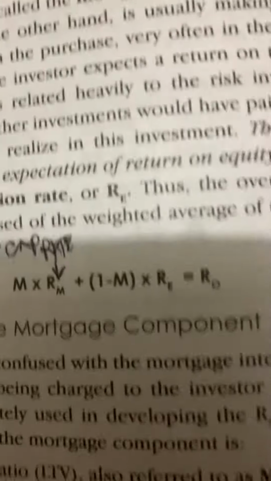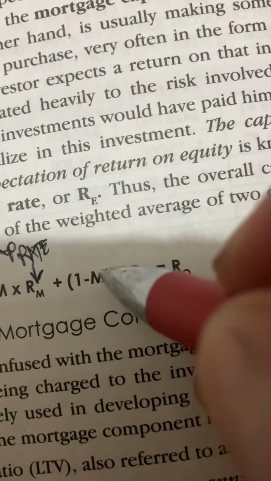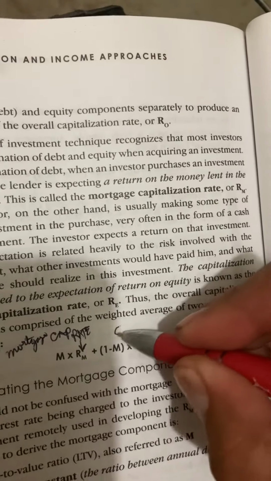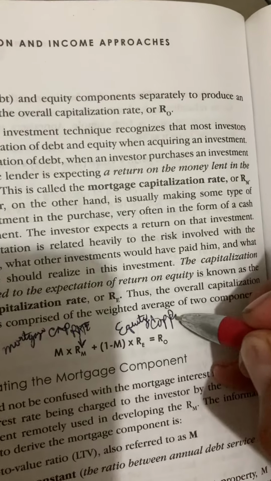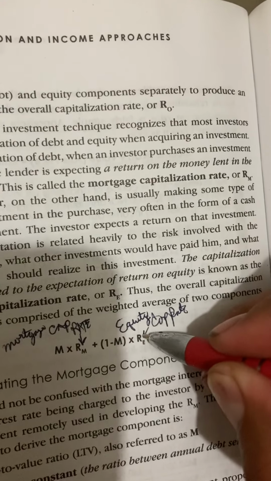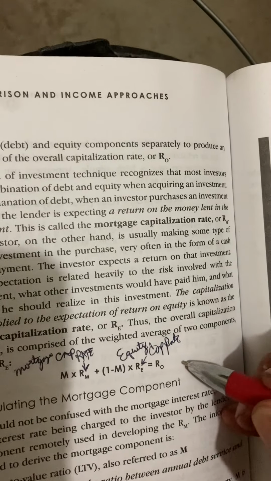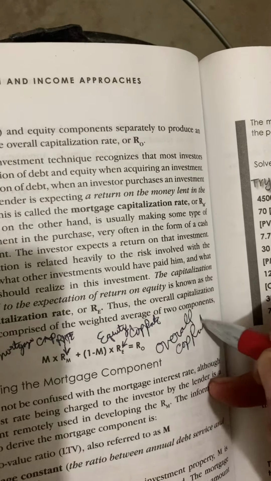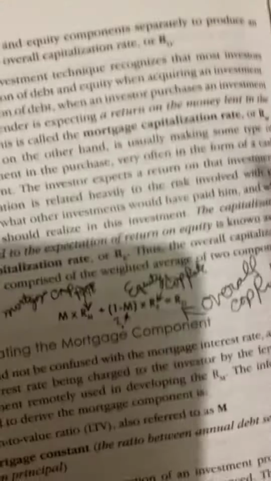Anyways, we got to figure out what that symbol is. It's either mortgage or something else, like multiplier maybe, times capital RE, which is equity cap rate, equals RO, which is the overall cap rate. That's the formula.